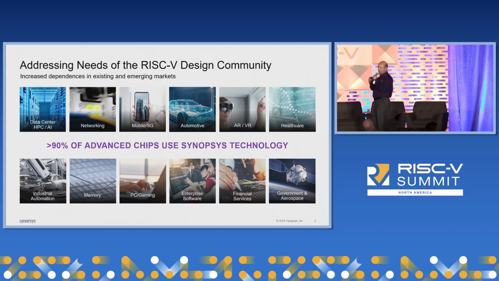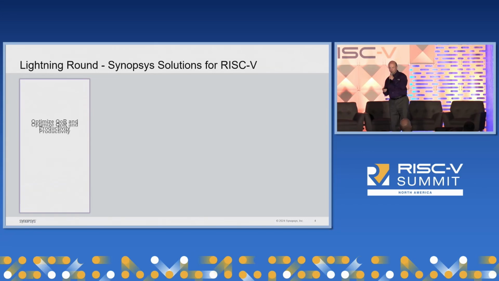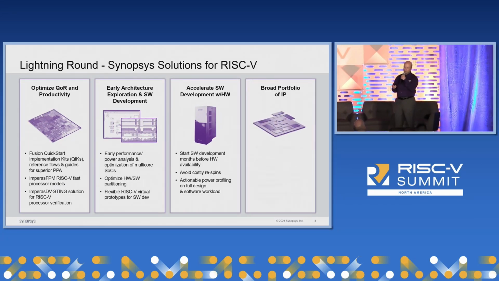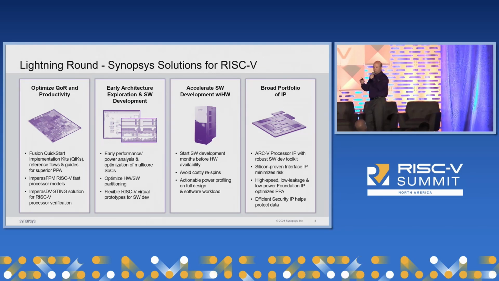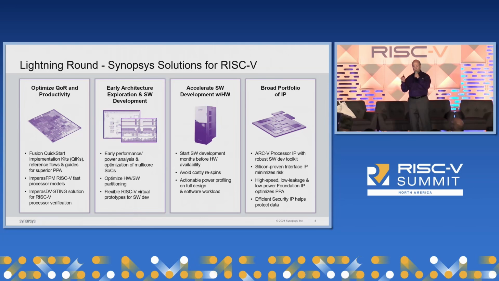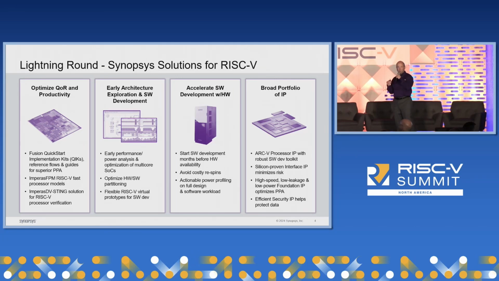But with Synopsys, with RISC-V, it's more than just the conventional EDA tools. There are actually things that we're doing that are specific to support RISC-V. So we can see here at the beginning, optimizing QOR and productivity, talking about the Fusion Quick Start implementation kits, the Empirus FPM RISC-V fast processor models as reference models both for DV and for virtual prototyping, and then Empirus DV and Sting as a solution for RISC-V processor verification.